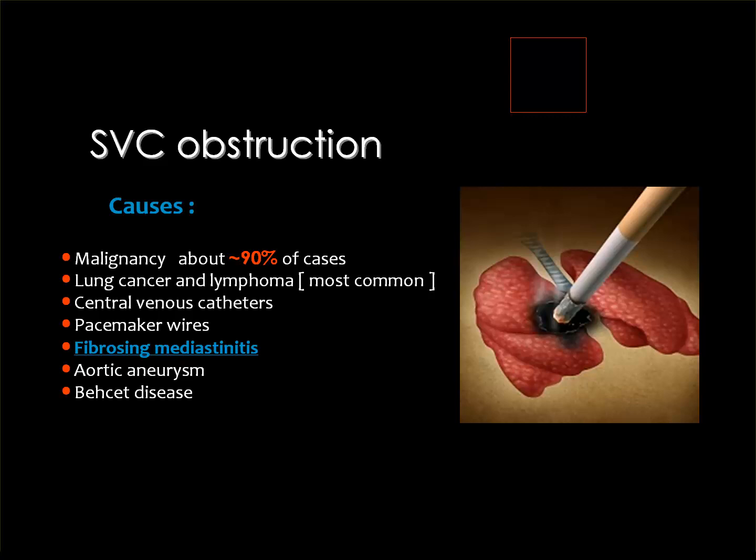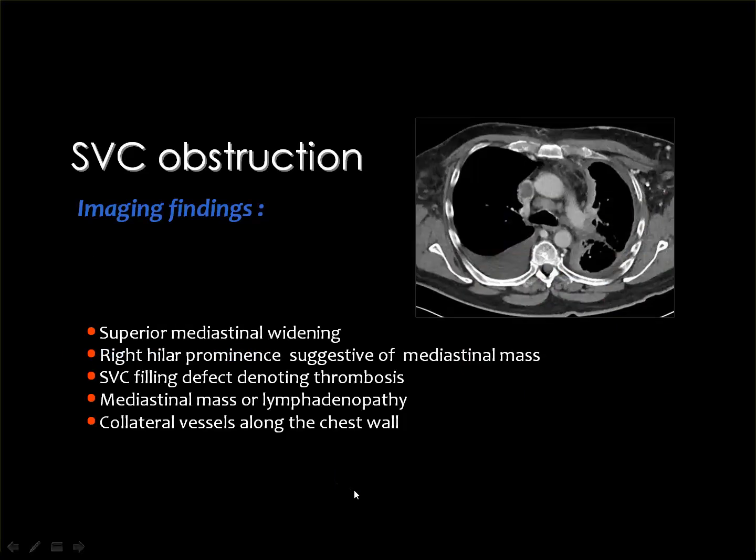And according to the literature, the major causes of superior vena cava obstruction are malignancy, and the most common, of course, is bronchogenic carcinoma. Then you consider the central venous catheters, the pacemakers, and the disease known as fibrosing mediastinitis. Behçet disease is one of the known lesions for superior vena cava obstruction.